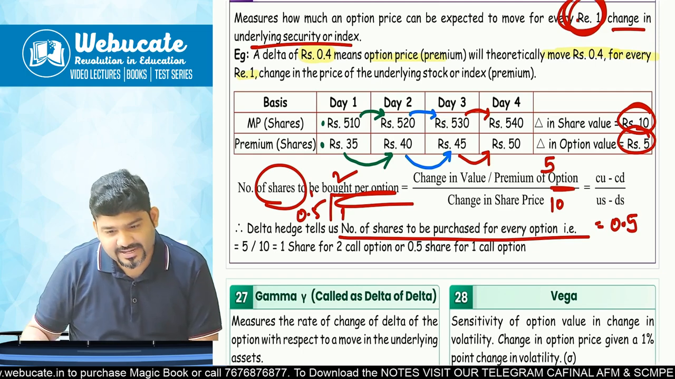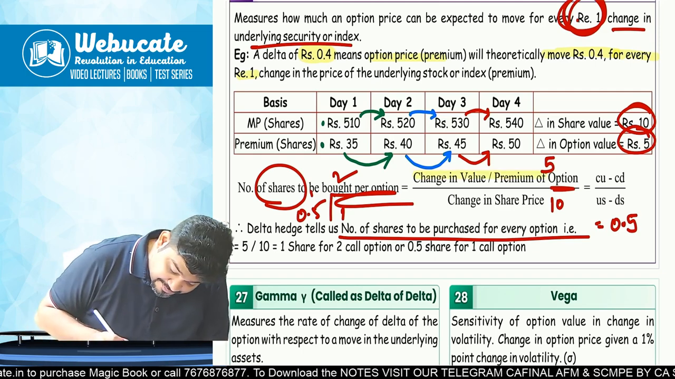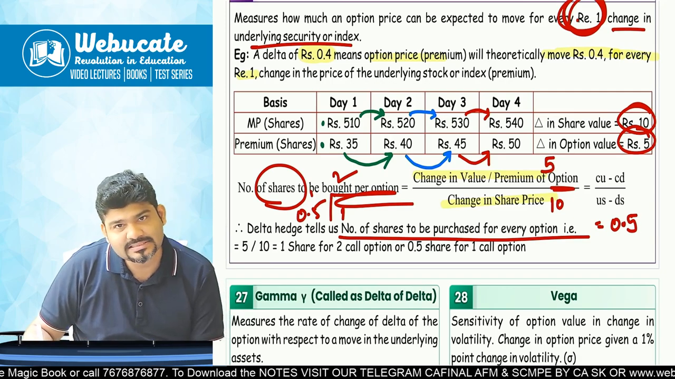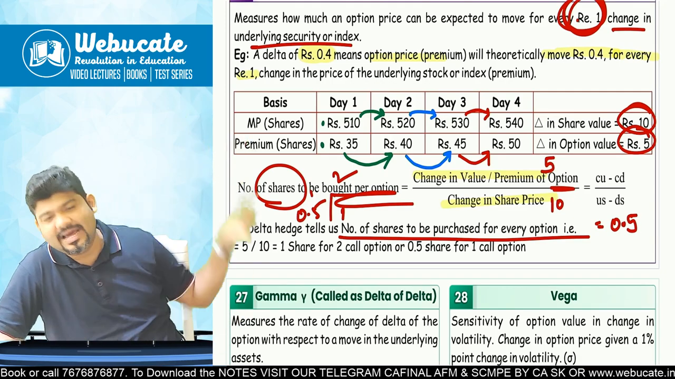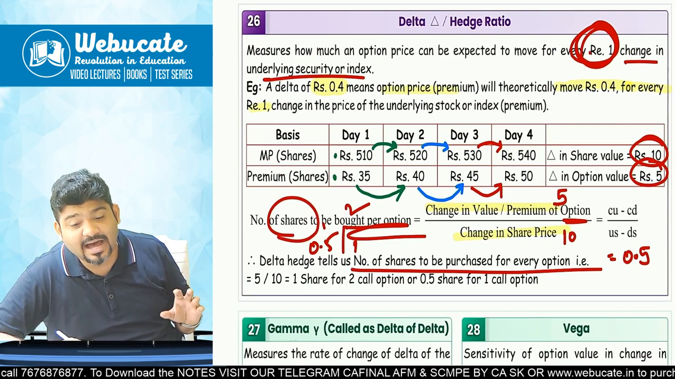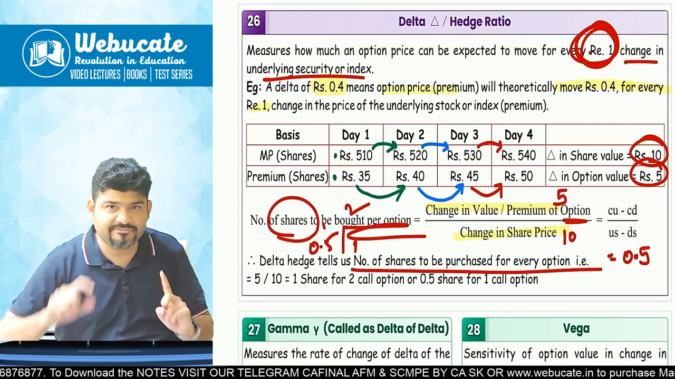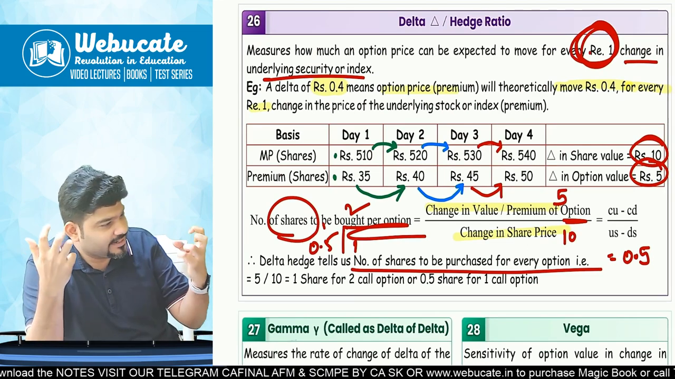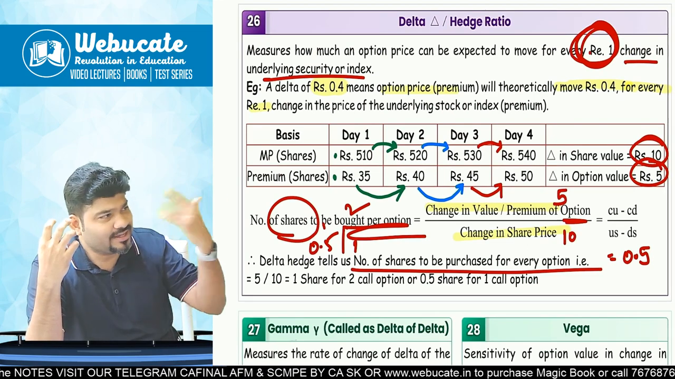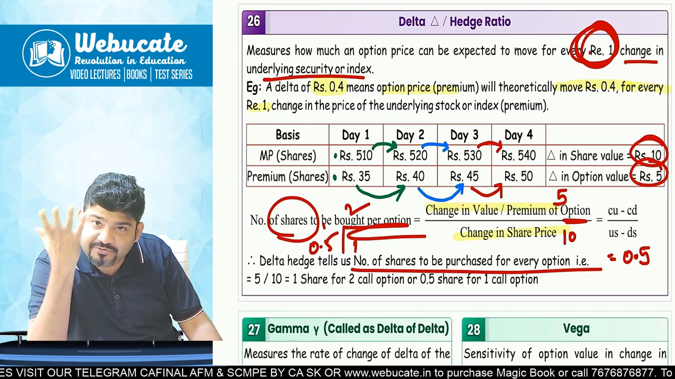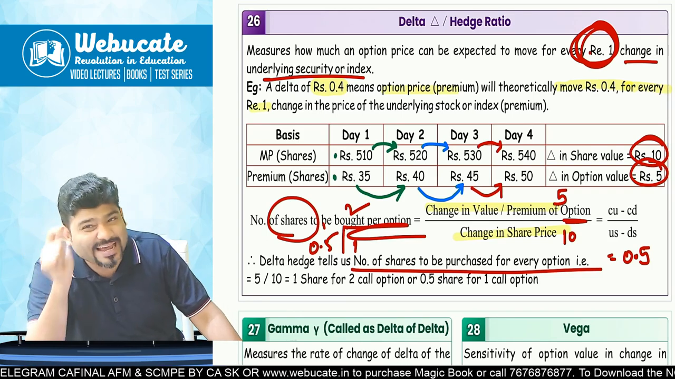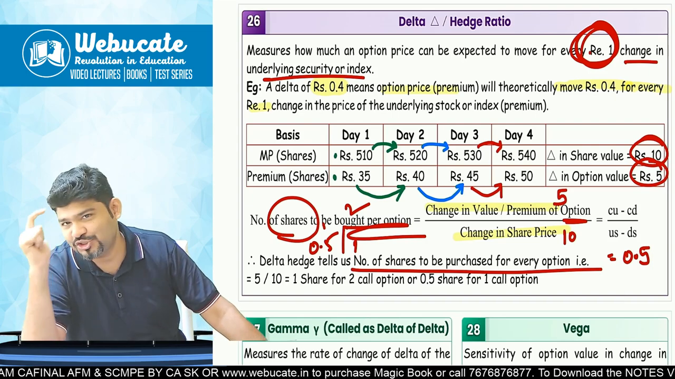Got it, guys? What is the formula? Change in value of premium of option upon change in value of share price. So that is what is called delta or hedge ratio. Very important. Instead of buying shares, I can buy how many options, so that the increase in share price will be offset by an equivalent number of options. That is what is called the delta or hedge ratio. Delta hedge ratio.